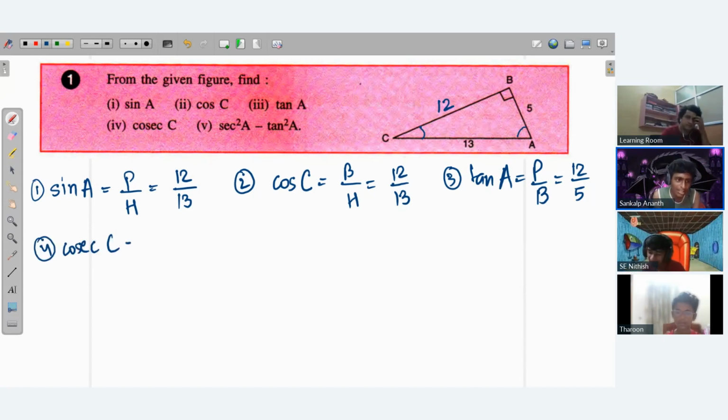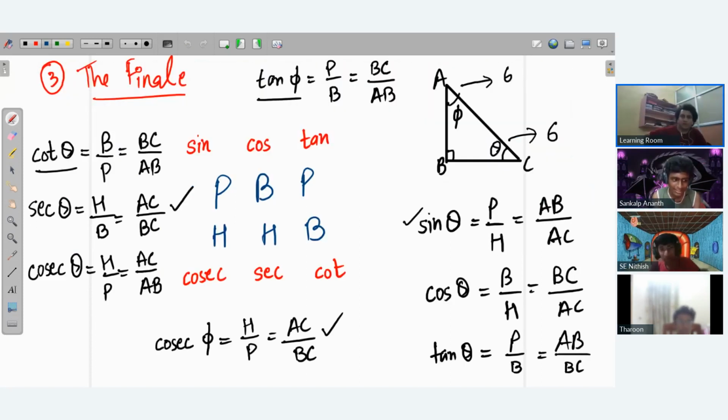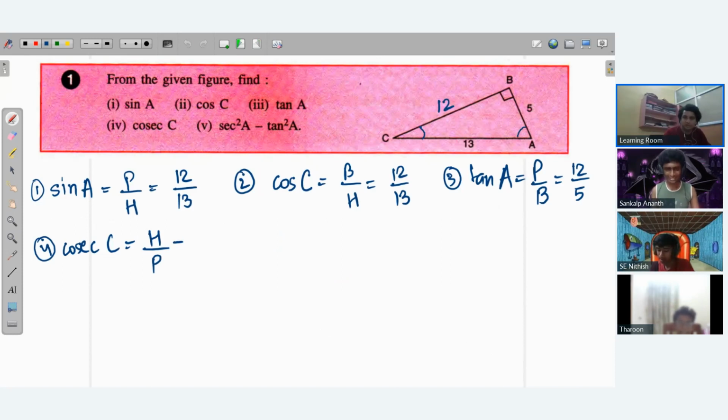Cosec C is hypotenuse over perpendicular. So for C, what is hypotenuse? 13. And what is perpendicular? 5. Right? So cosec C is 13 by 5.